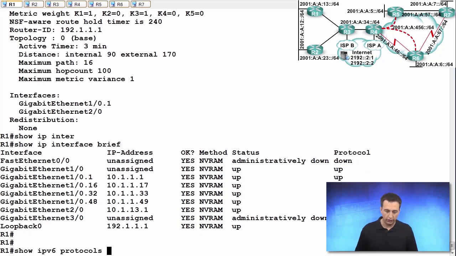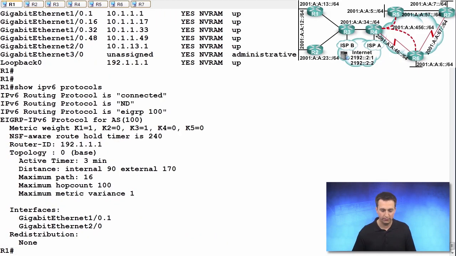Let's go back to our show ipv6 protocols command. We can verify the number of equal paths for load balancing, and it's 16 by default in this case. Maximum hop count is 100. Remember, it is a distance vector protocol at its roots. Therefore, there is a maximum hop count of 100. The variance is set to 1 by default.